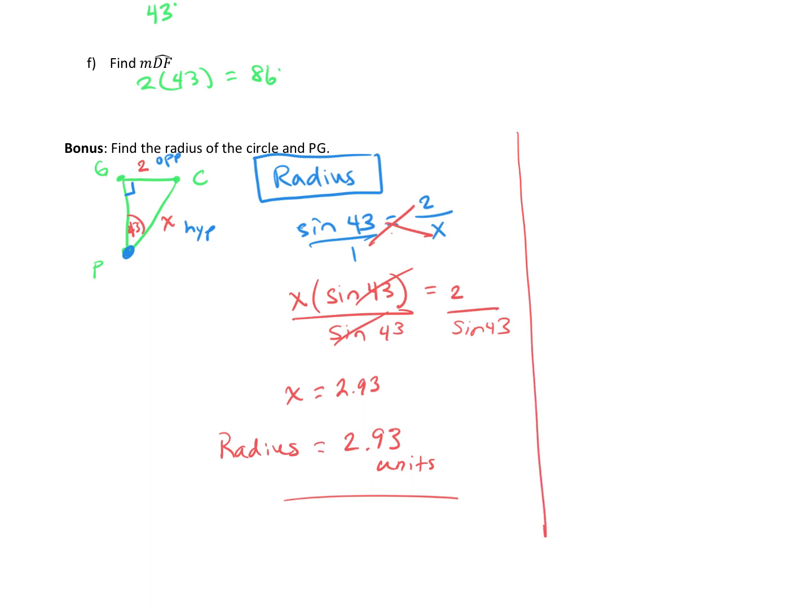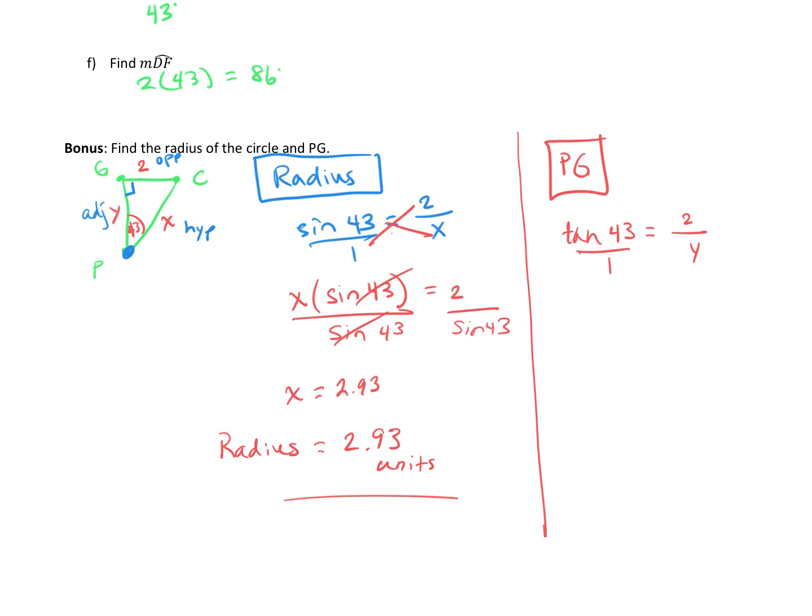All right, the other thing we were asked to find is segment PG. So I guess that's probably why I used this triangle, because I could find this radius, and segment PG is in the same triangle. So to find segment PG, I'll go ahead and label that with a Y, not to confuse it with the X we just used. And we can use trigonometry again. This time we'll use the opposite side 2, and we're trying to find the adjacent side, which is our tangent function. So we can say tangent of 43 is equal to the opposite side 2 over the adjacent side y.